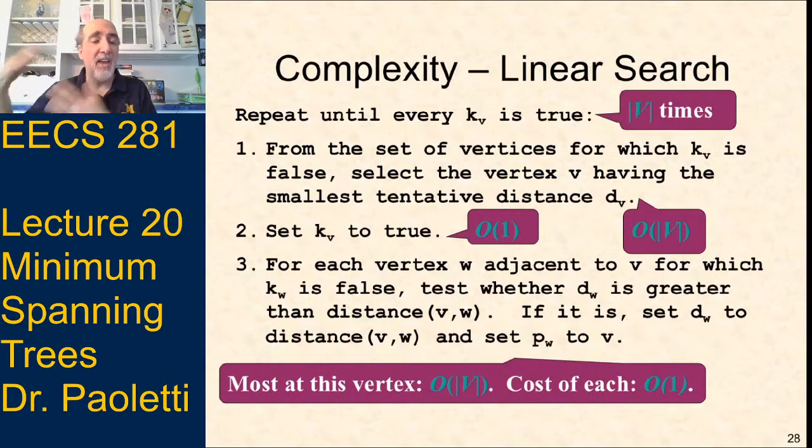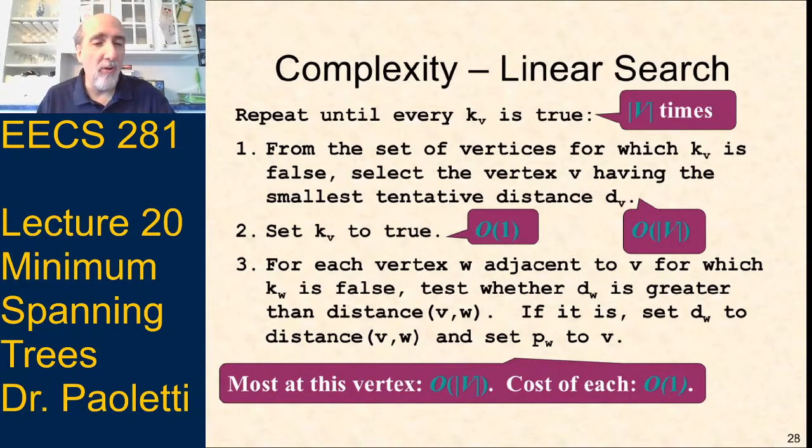If they're false, I've got to check the weight. That calculation is O of 1. So I say, is it false? That's O of 1. Calculate the distance. That's O of 1. If it's better, update the table and update the predecessor. Those are all O of 1. And there will be at most V of these that we have to check.